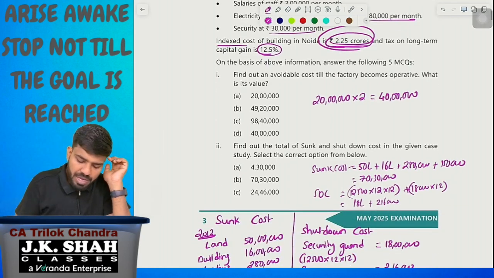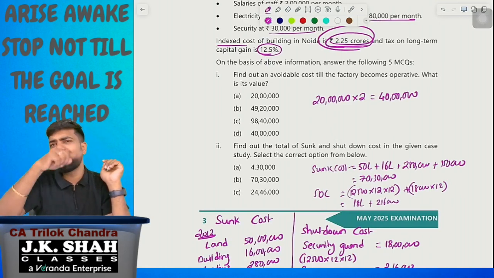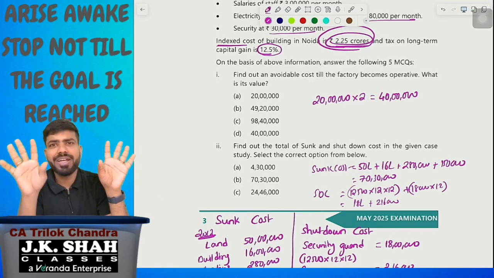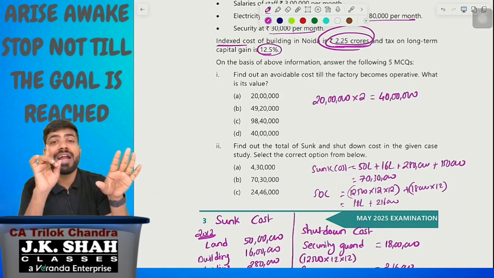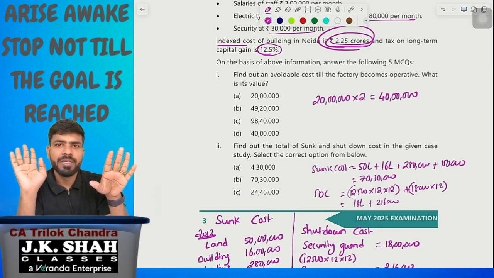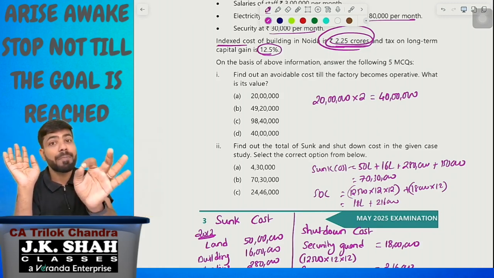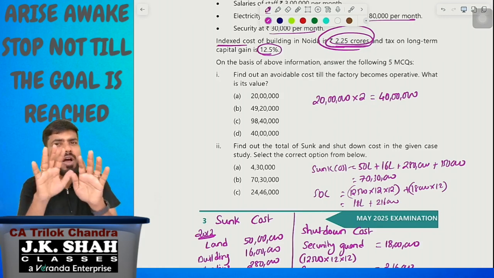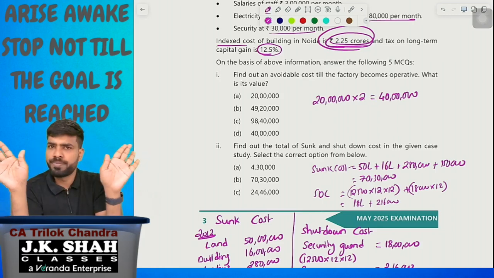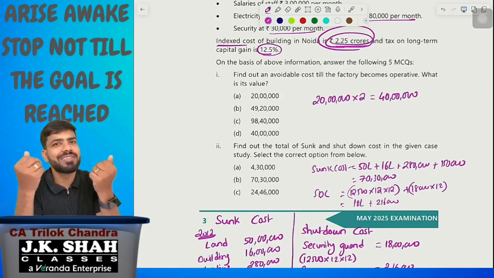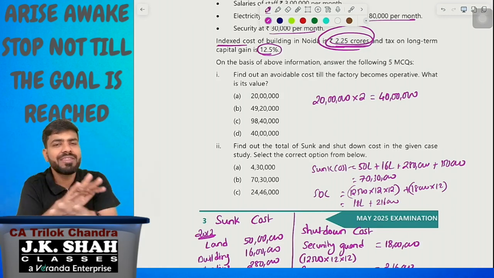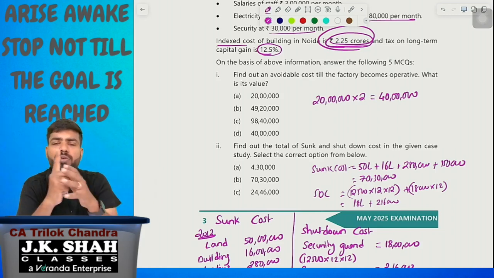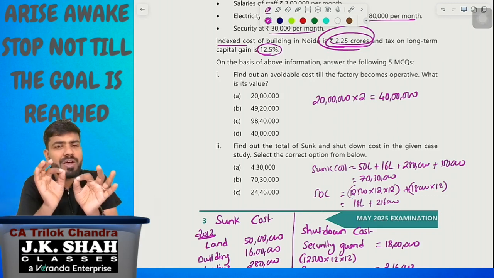Now look at the question. Find out an avoidable cost till the factory becomes operative. What is its value? So in the entire discussion, what can be avoided is the additional general manager salary. Remaining all the expenses are incurred purposefully, paying salaries to the survey or purchasing the properties. Nothing can be avoided. Salaries, expenses, investments, nothing can be avoided. What can be avoided is only one thing, that is 20 lakh rupees of general manager salary.